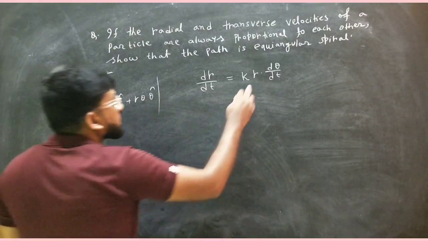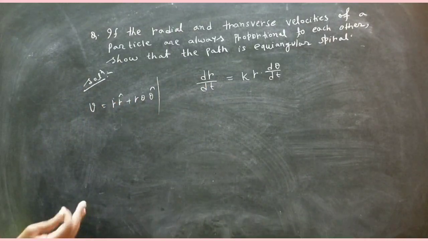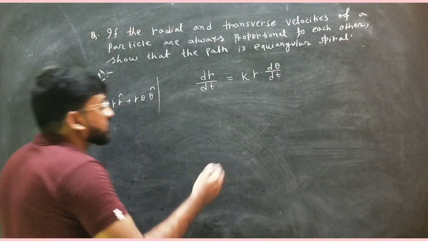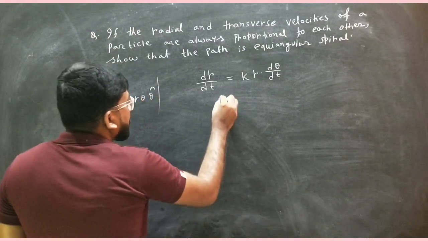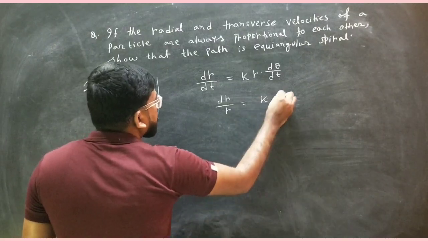Now if you rearrange this equation, what do we have to find out? We have to find out the trajectory, that means the expression of r. So it will be dr by r, dt will be cancelled out, so it will be k into d theta.